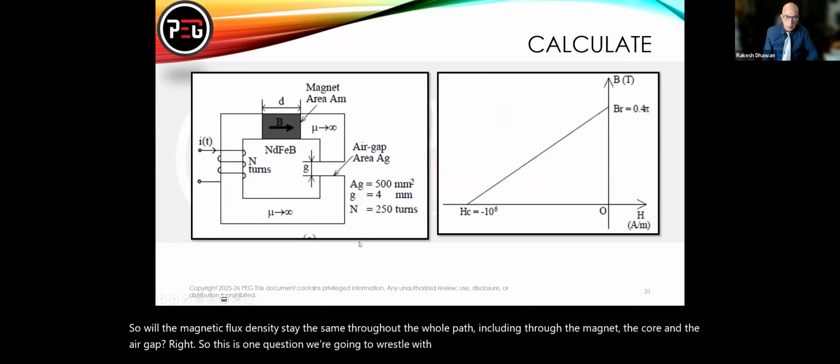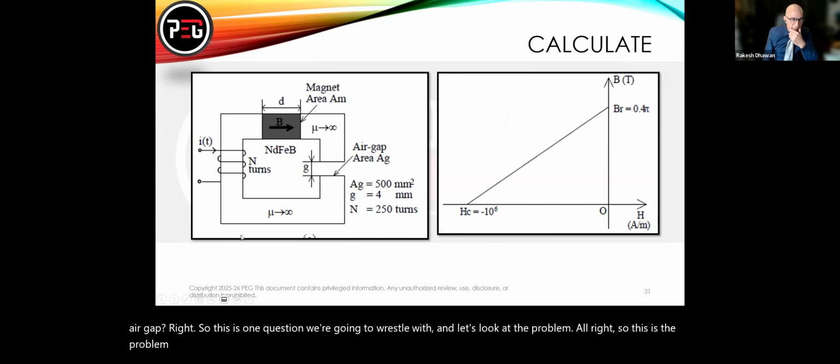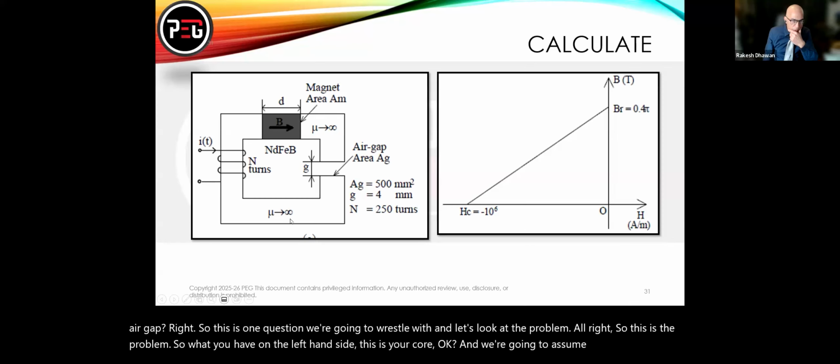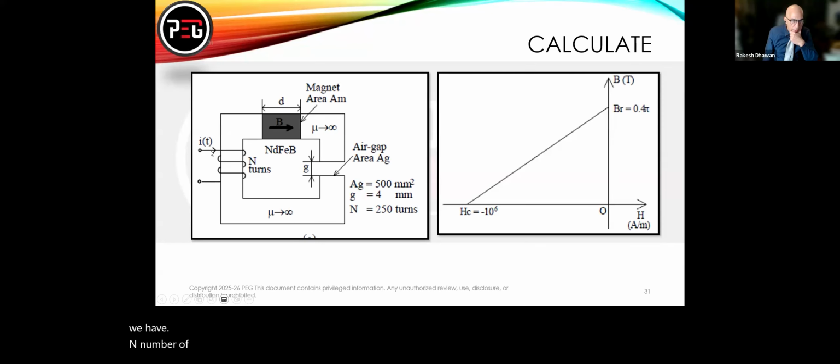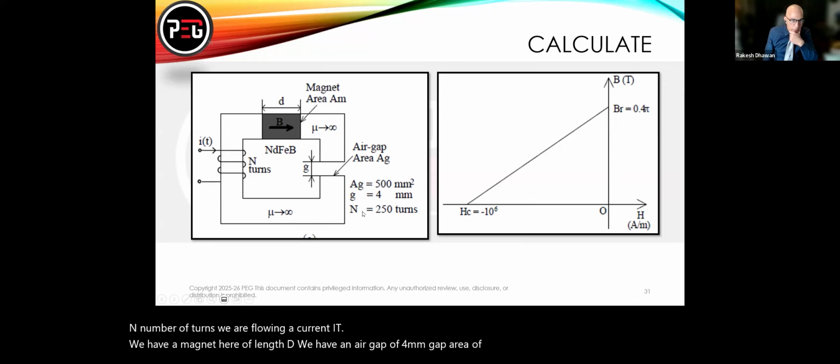And let's look at the problem, all right? So this is the problem. What you have on the left-hand side is your core, and we're going to assume it has an infinite permeability. We have n number of turns, and we are flowing a current I. We have a magnet here of length d. We have an air gap of 4 millimeter, gap area of 500 millimeters square, and n is 250 turns.